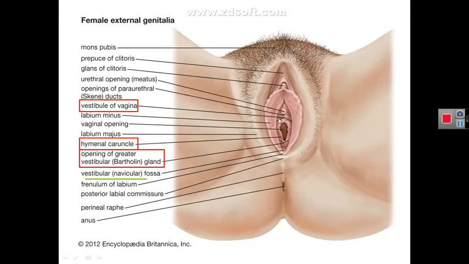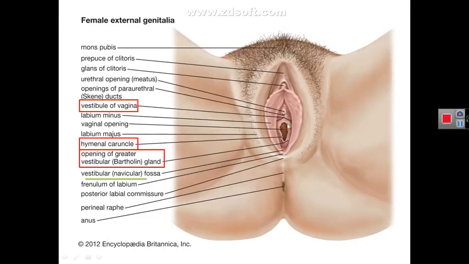The space between the labia minora, the right and left space, is called the vestibule of vagina, which is this one. This vestibule of the vagina contains, at the lateral angles between the labia minora and the vestibule, the opening of the great vestibular Bartholini gland. This is the opening of the great vestibular Bartholini gland in the vestibule of the vagina between the labia minora and the vestibule.